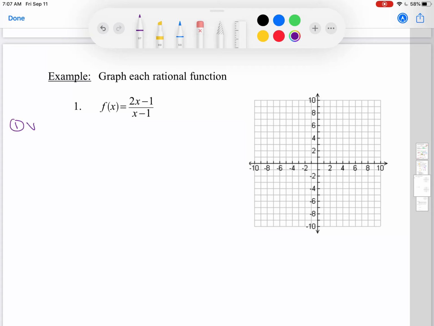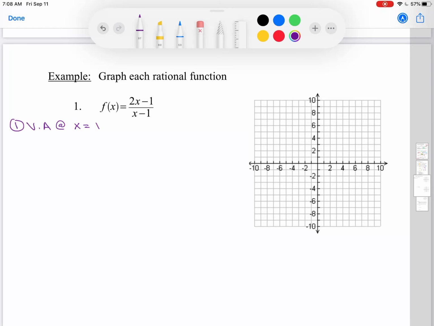All right, so the first one is to find our vertical asymptotes. When we do vertical asymptotes, we are focused on the denominator. So what's going to make that denominator 0? If I have x minus 1 and I set it equal to 0, I need to add 1 to both sides, so x equals a positive 1. All right, so I have a vertical asymptote at x equals 1. Step 1 is done.